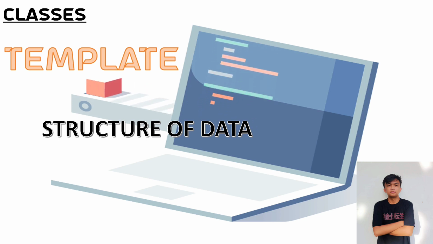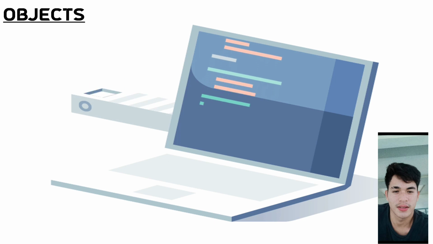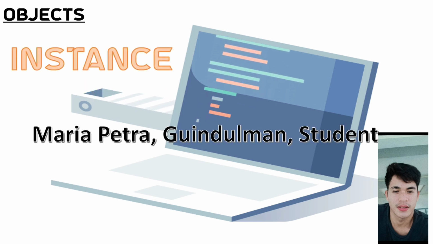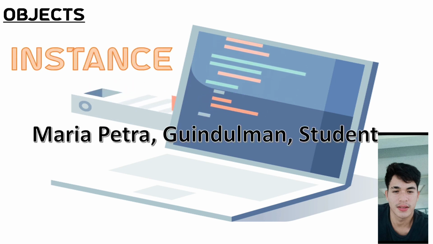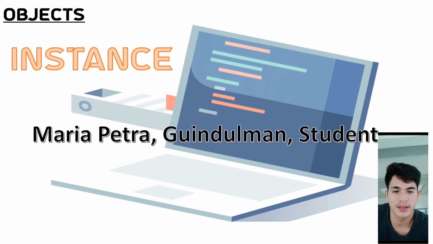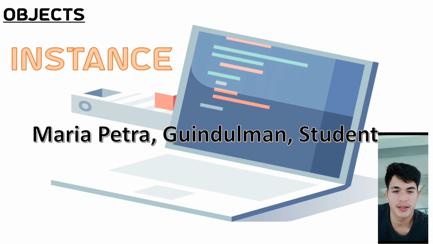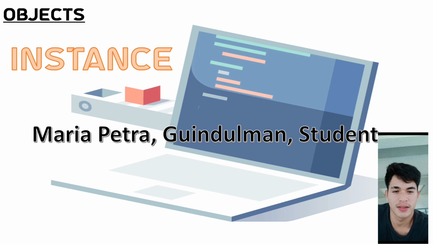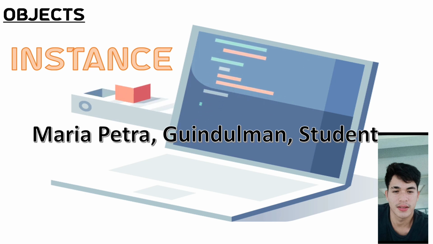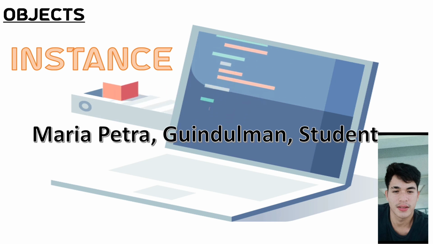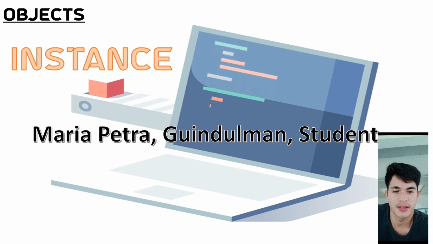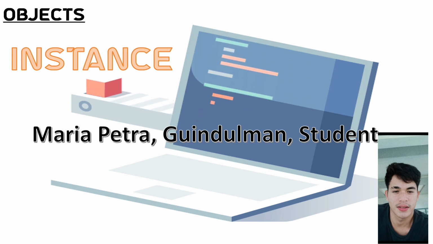So if a programmer creates a class, he will now create an object that is appropriate for the class. So, if you created a class, you can now create an object. An object is an instance. So what is an instance? It is an entry from your class. For example, Maria Petra, Gindulman, student. So it is an object that has been entered from the class you've created. So this name, address, and occupation is a template from the class you created. So this Maria Petra, Gindulman, student is entry number 1. Every time you see this existence, it is an instance that exists under the class you created.